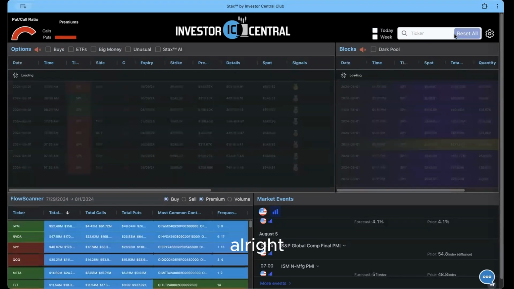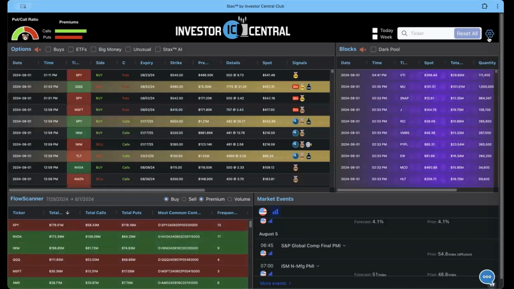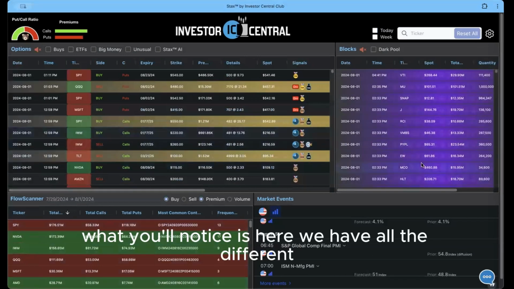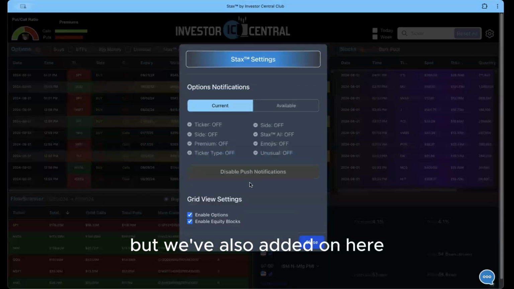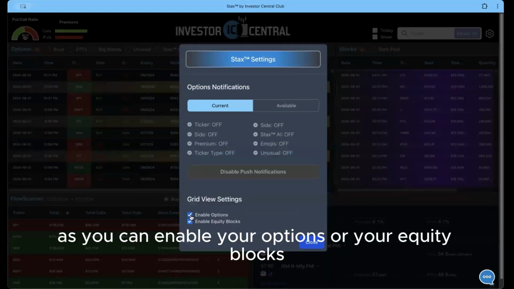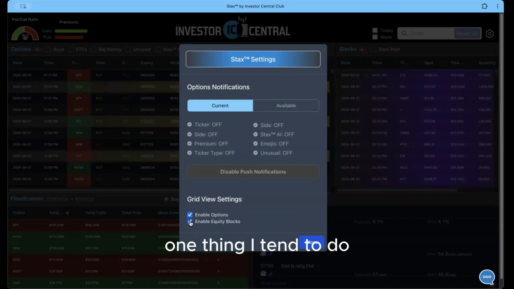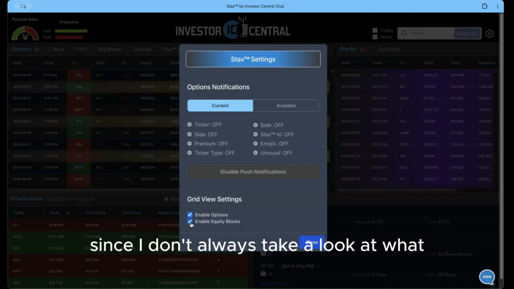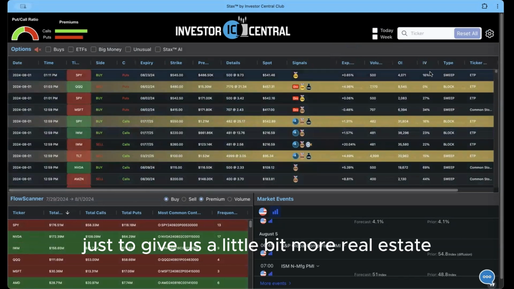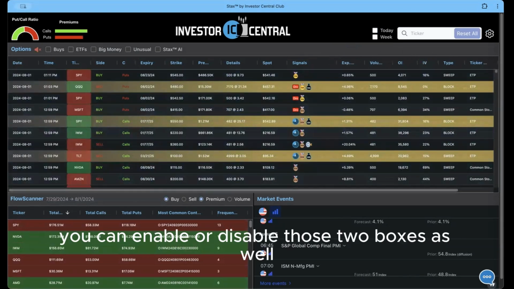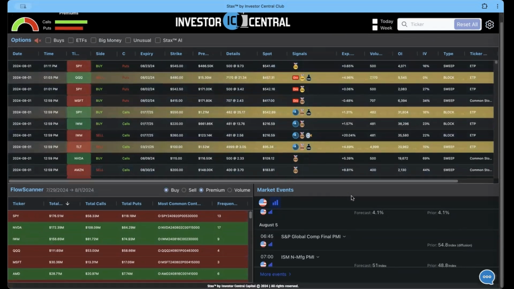In addition, we only have so much real estate on our screen. What we've also added is you can enable your options or your equity blocks. One thing I tend to do, since I don't always take a look at what equity blocks are being purchased, just to give us a little bit more real estate, is enable or disable those two boxes as well.